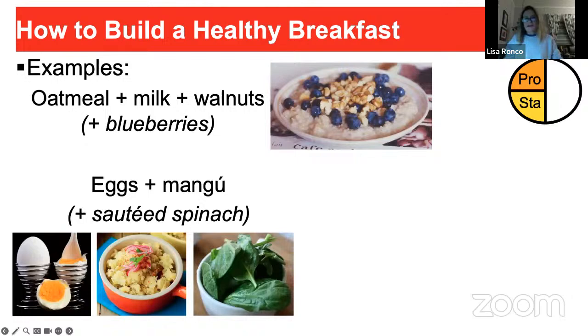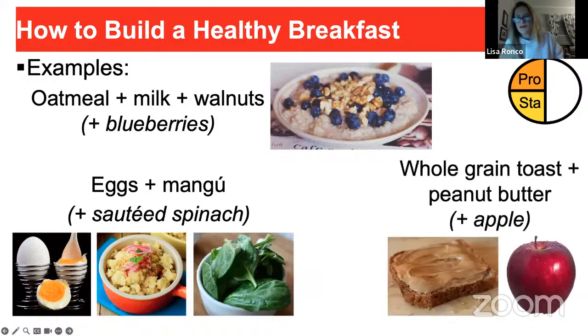So these are some examples, right? You have your oatmeal. There's my whole grain. I've got milk and I got walnuts. So my walnuts are going to be some protein in there. Blueberries, right? Eggs and mango with sauteed spinach. So I'm getting 2 of those there, right? If I have whole grain toast, peanut butter, and apple. So I've got my protein and my starches here, right? Next.